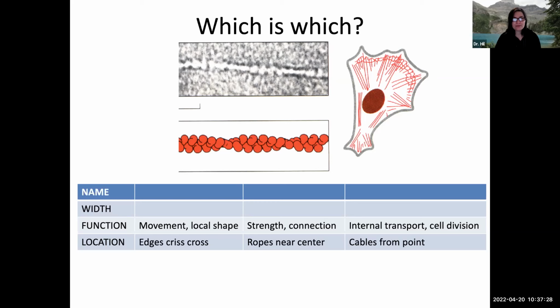So up here is a picture of one of these. And this type is found kind of in these perpendicular bundles at the edges of the plasma membrane and facilitates crawling movements. What is it and how big is it in width? Yes, you guys in the chat are correct. It is a microfilament. It is about 7 to 8 nanometers wide.